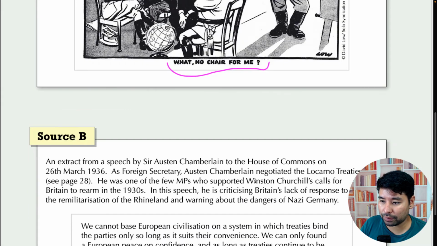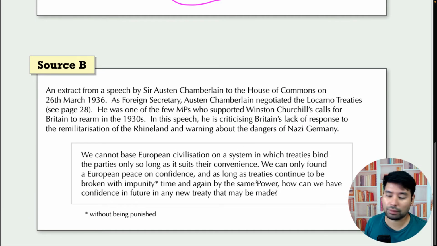And source B, the reading. An extract from a speech by Sir Austen Chamberlain to the House of Commons on 26th March 1936. As a foreign secretary, Austen Chamberlain negotiated two Locarno treaties. We can see that on page 28. He was one of the few MPs who supported Winston Churchill's calls for Britain to rearm in the 1930s. In this speech, he is criticizing Britain's lack of response to the remilitarization. Oh God, that's a difficult word.